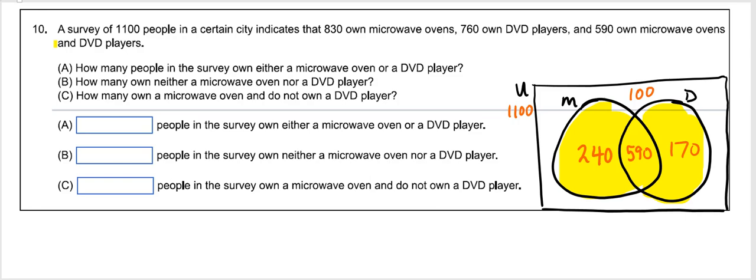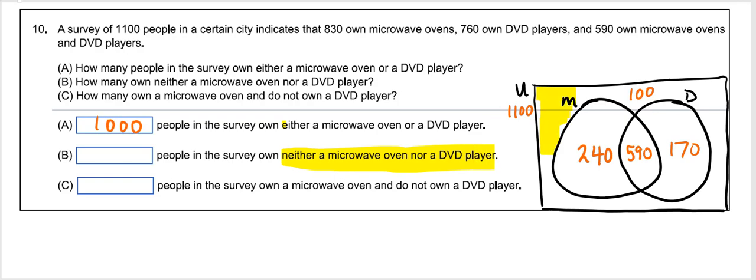All right, so let's go see what we're asking for. Part A. They own either a microwave oven or a DVD player. Well, that's what's in yellow. And we've already said that that was 1,000 people. It can be in the M or it can be in the D. Let me erase that.